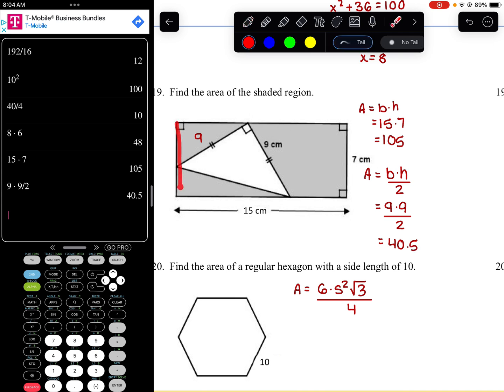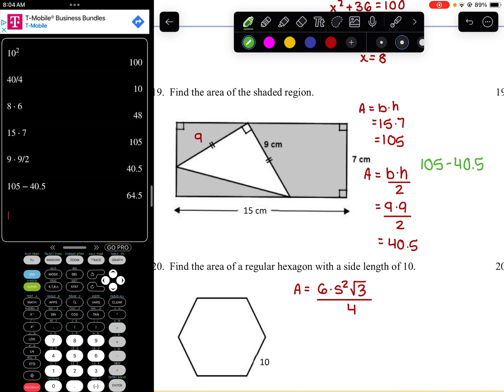So we are looking at almost all of the rectangle, a total area of 105, except we want to take away that blank empty triangle that is not shaded. We want to subtract that triangle to get that the shaded region is only 64.5.